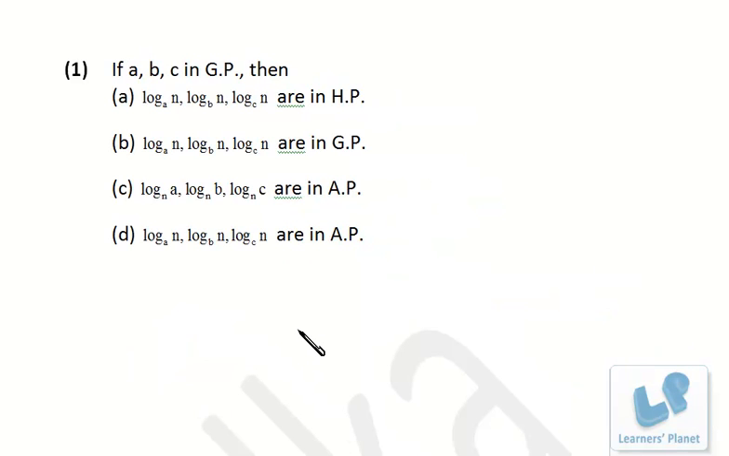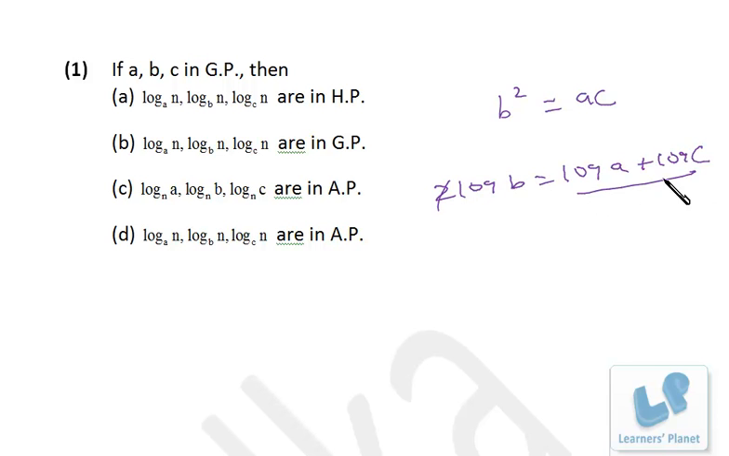Now this one, here a, b, c in GP, then this, okay, so a, b, c in GP, that means b square is equal to ac. So if we take logarithm, 2 log b is equal to log a plus log c. That means log b is equal to log a plus log c by 2. That means log a, log b and log c, these three are in AP, right? So log a, log b, log c are in AP, as simple as that.